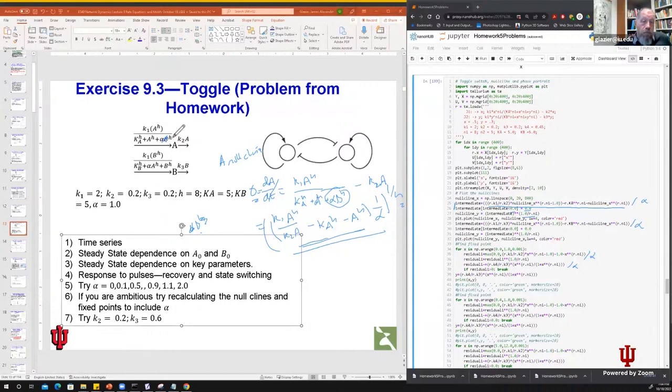Because it doesn't depend on B anymore, so there is no null climb anymore. Or actually, to be precise, the null climb depends only on A. There's some value of A which there's a zero, but it doesn't matter.